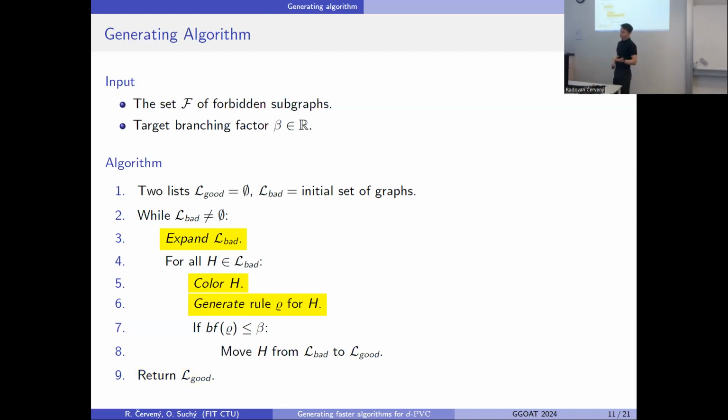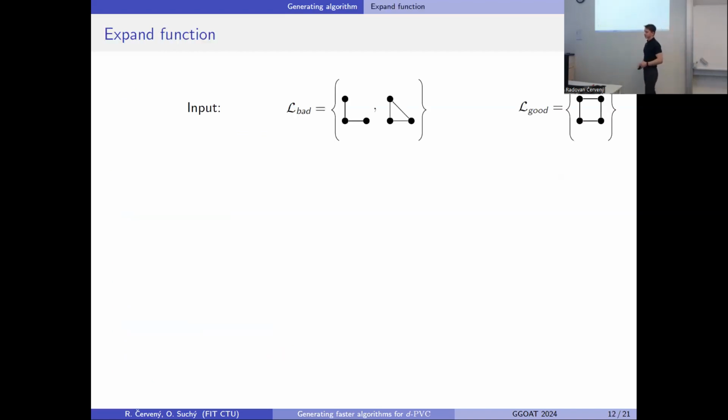So these three things are the interesting ones. So what is expansion? Okay, so we think about it that we are trying to design a branching rule for some graph, and we are stuck. We don't know what to do. So what we want is maybe to look a little bit further. Maybe if we add a vertex to our structure, maybe we can find something new, a pattern or anything.